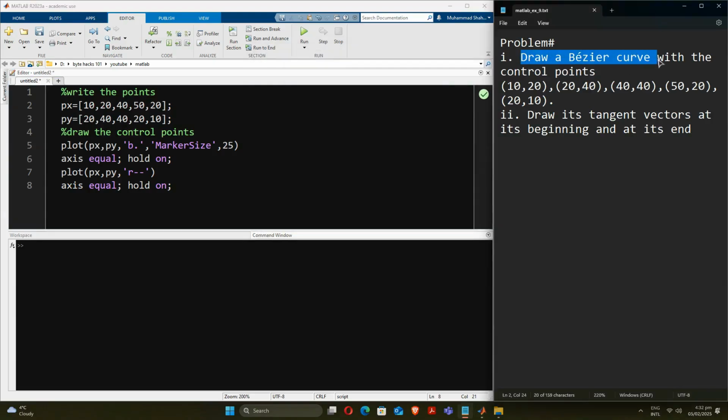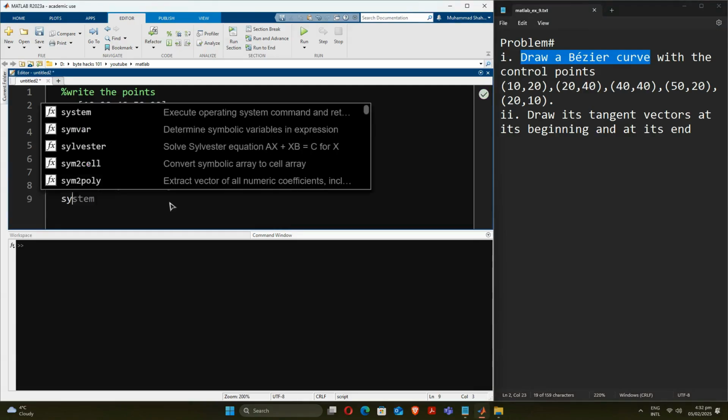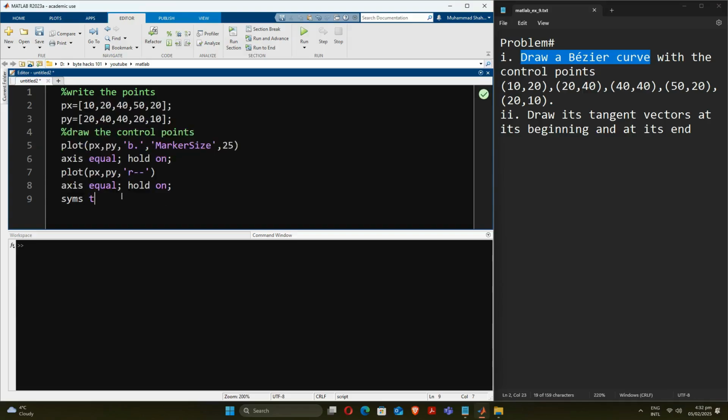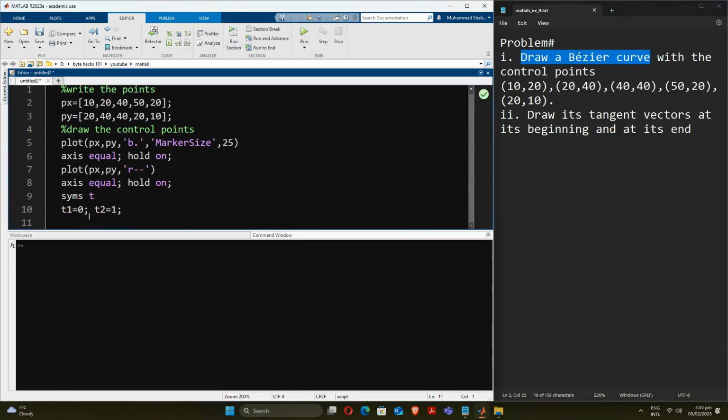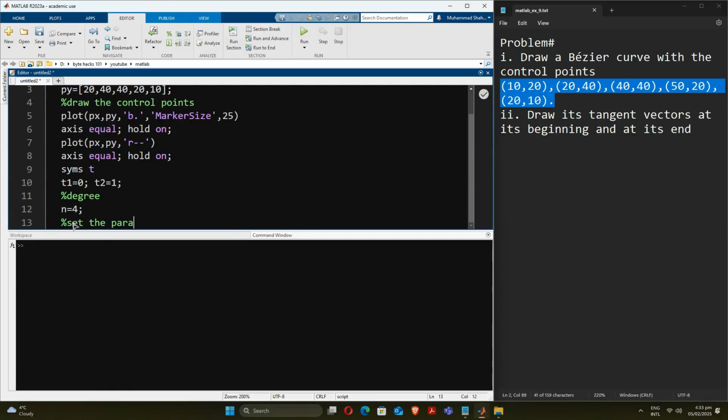So we have to draw a Bezier curve. And we will only need to assign the parameter variable because we don't need any polynomial equation here. And for a Bezier curve, the parameter always goes from 0 to 1. So we will make t1 0 and t2 1. And since we have 5 points, that means our degree is 4. That is n minus 1, where n is the number of control points. And we will set the parametric equations x and y to 0. It's quite important.